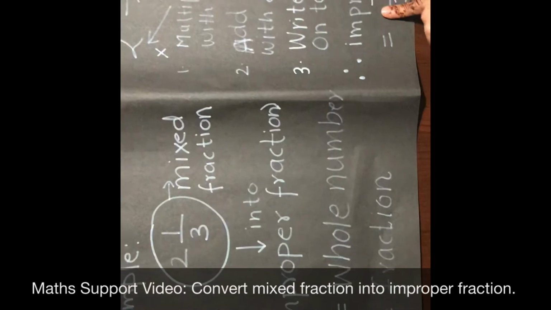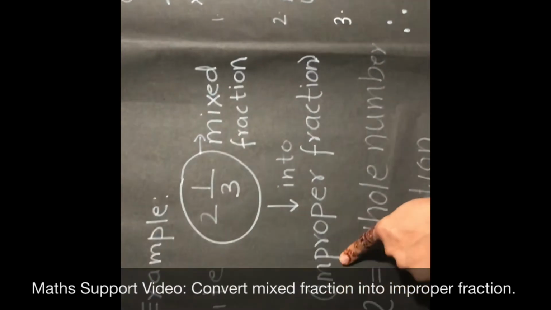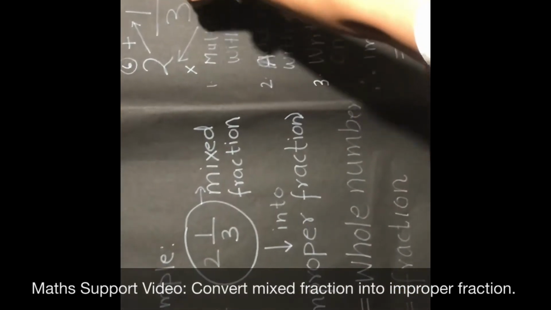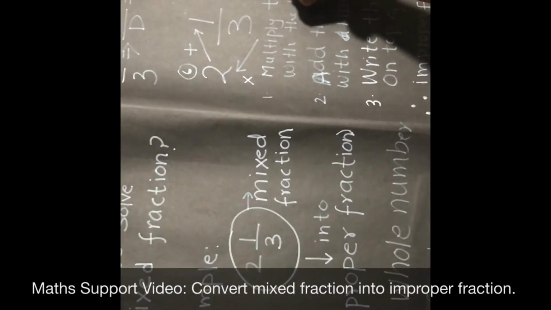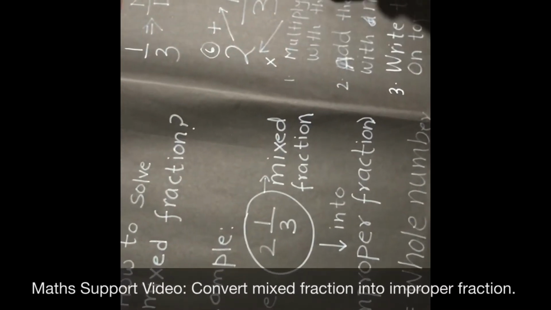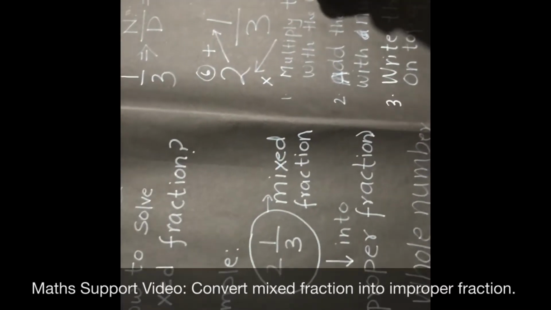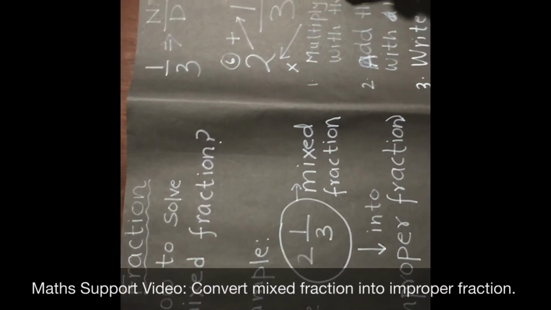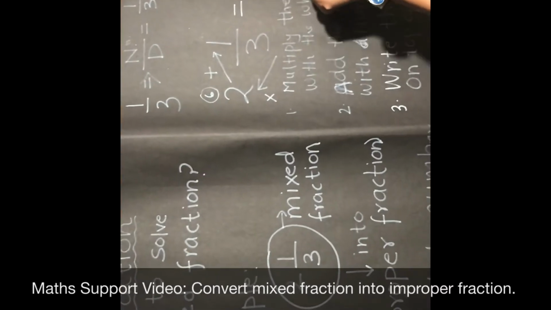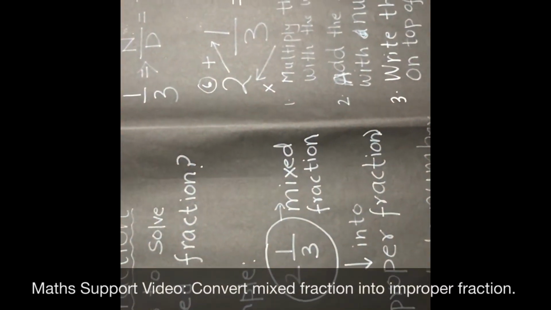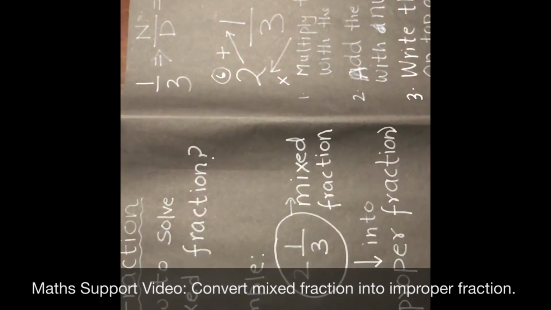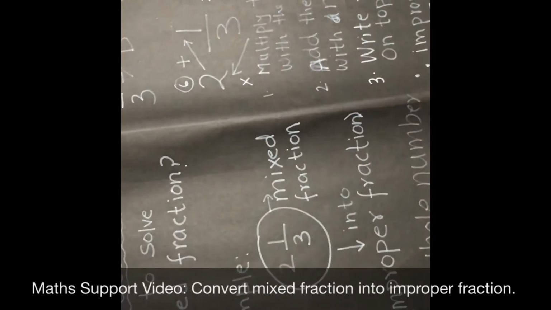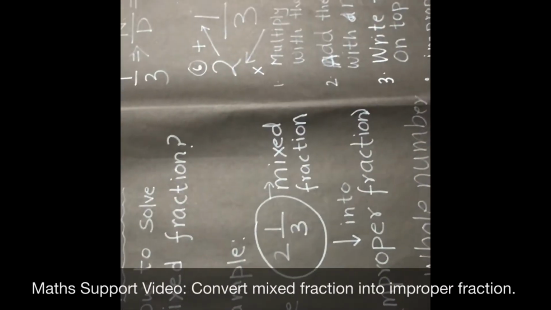So here we have proved that, according to the definition, an improper fraction is a fraction where the numerator is greater than the denominator. By using this example, we have proved that the numerator is bigger than the denominator, and that's why it is an improper fraction. Hope you like the video. I'll come with another video where I will be teaching you how to add mixed fractions and how to do subtraction with mixed fractions.